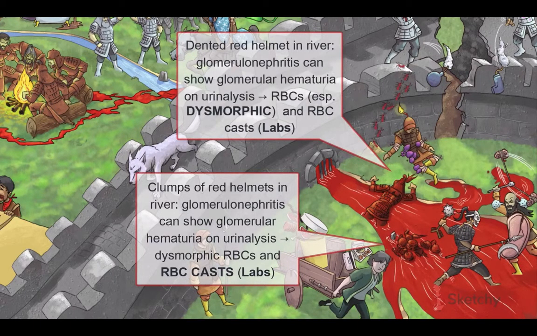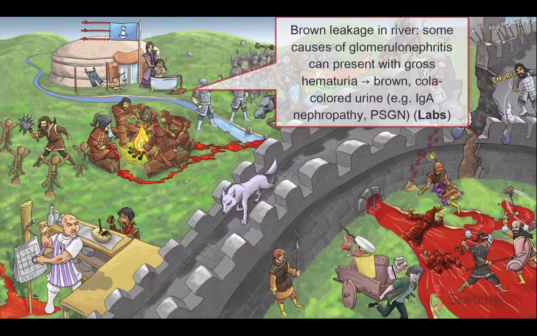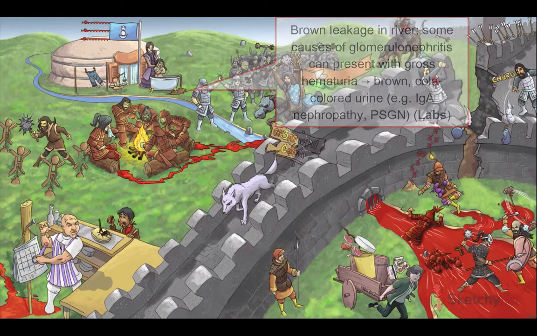With glomerular bleeding, you'll likely see more than just red blood cells in there. The hallmark finding consists of dysmorphic red blood cells, plus or minus red blood cell casts. So we've added an unsettlingly dysmorphic red soldier here, as well as some stacked red helmet casts. And since we're looking at their urine, remember that gross hematuria may also be present in some cases, especially post-strep glomerulonephritis and IgA nephropathy. Brown or Coca-Cola urine is the classic description.